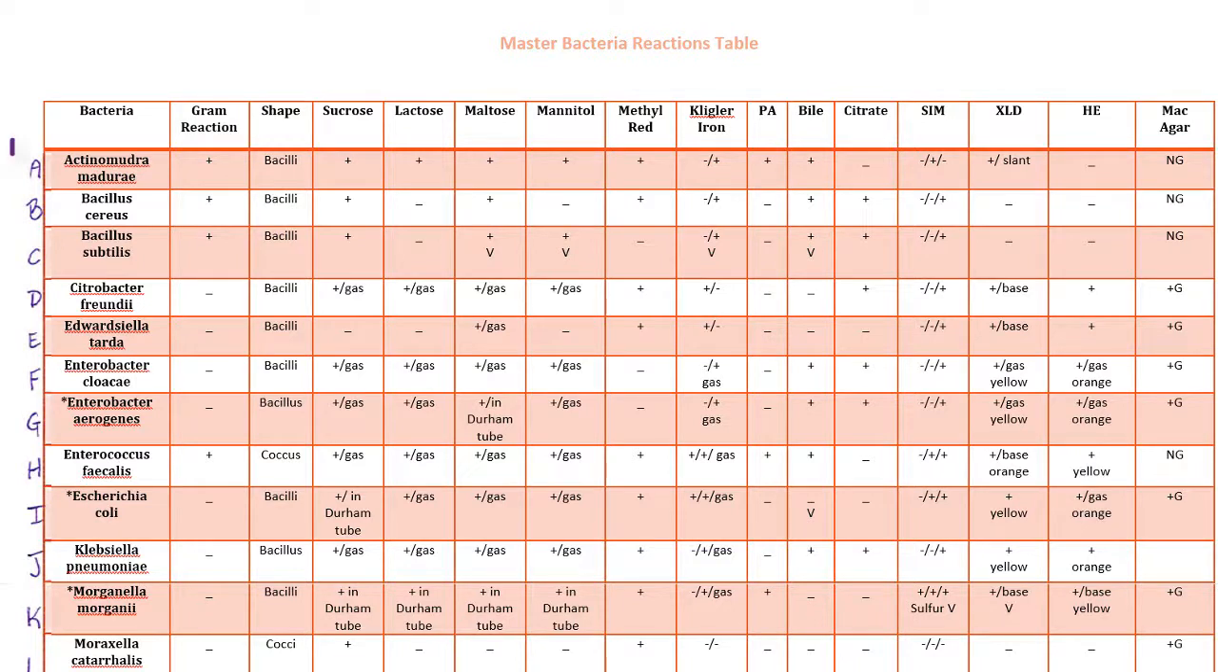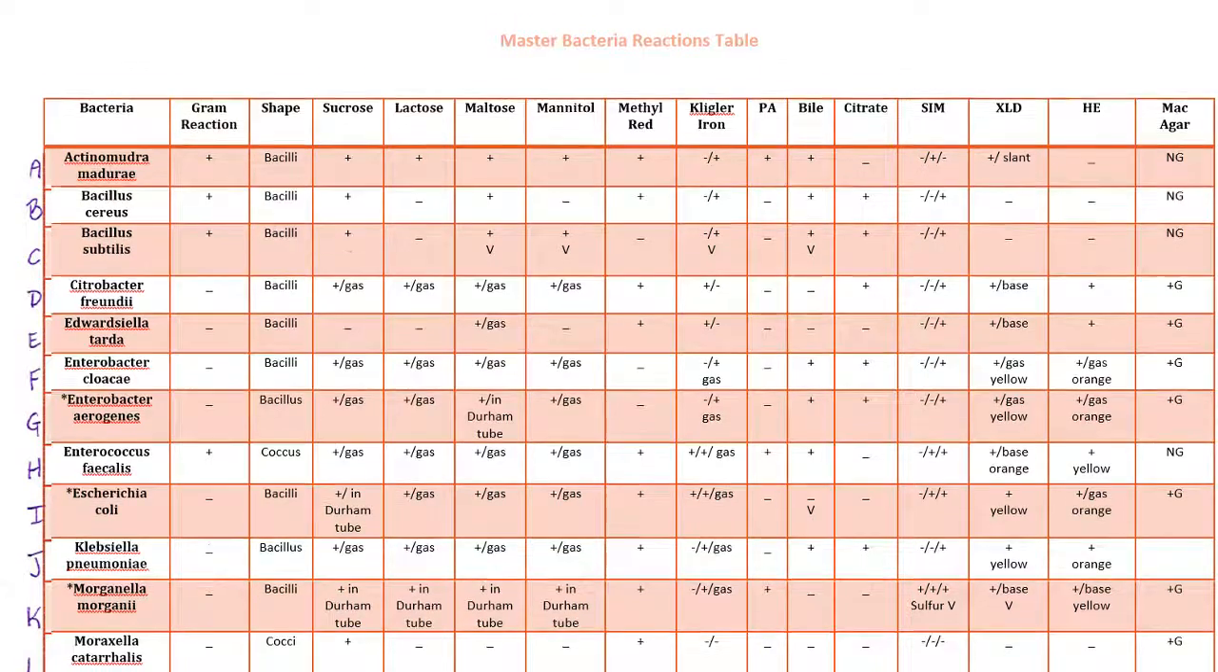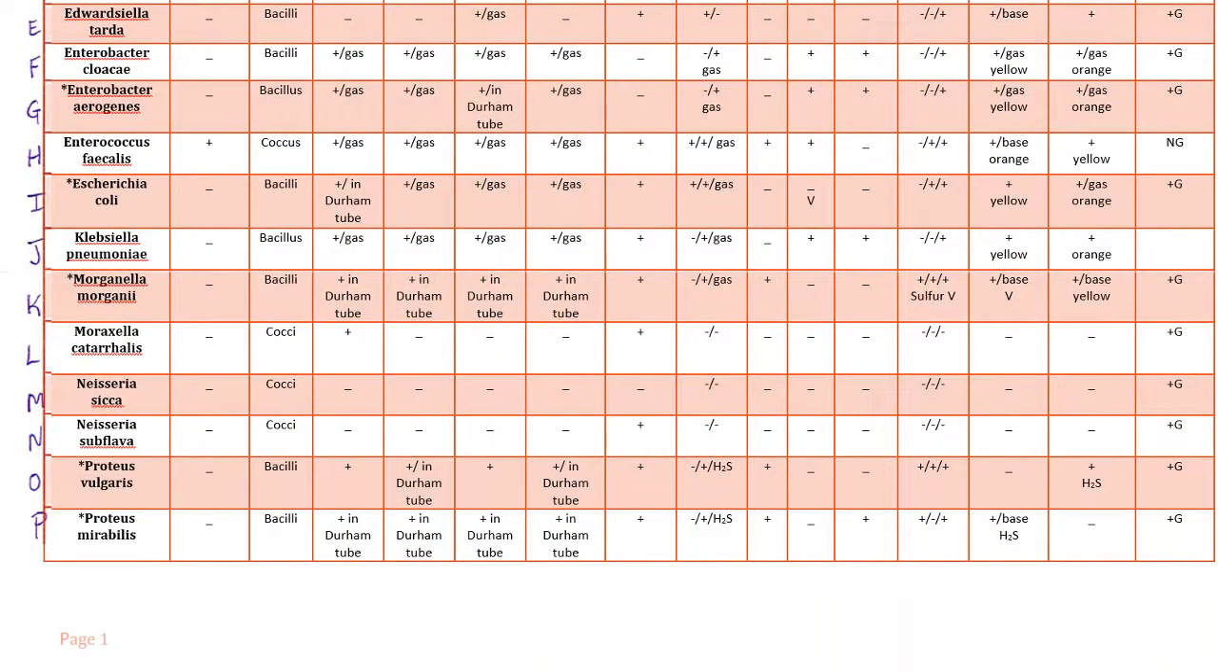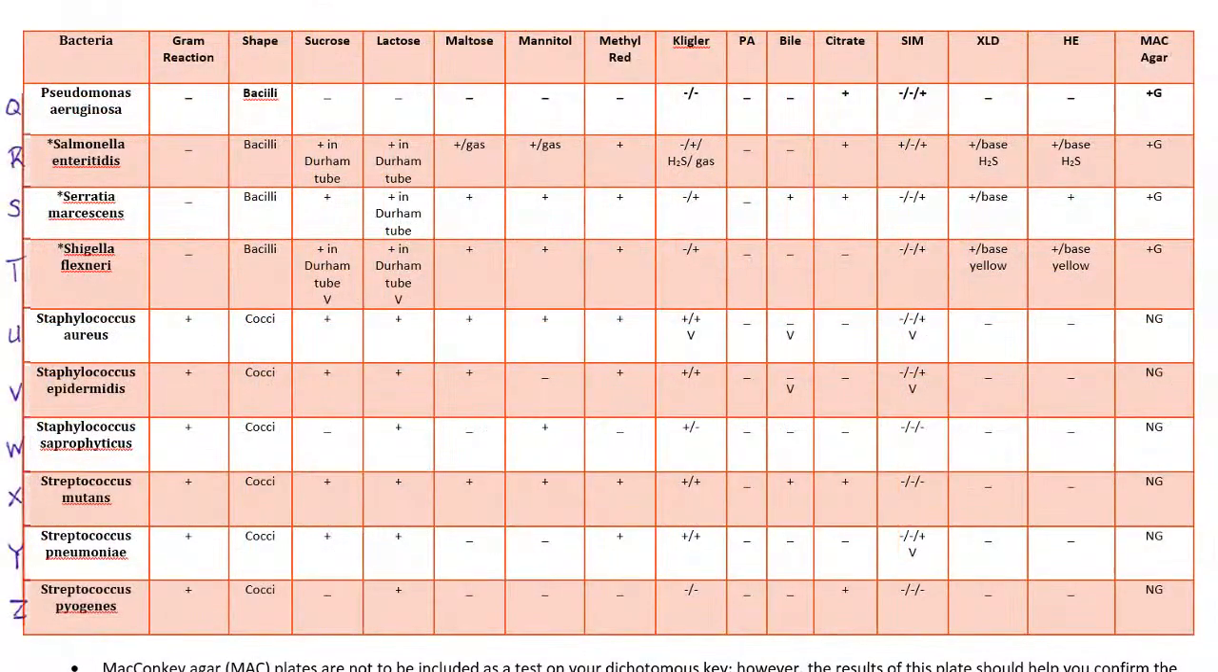So in the first one, you'll notice Actinomadura madurae has the letter A. I follow that down this first page until I reach P at Proteus mirabilis. The second page then would start with Pseudomonas aeruginosa on Q and end with Streptococcus pyogenes at Z. Now I don't really have to focus on writing all of those names out in length. I will simply use the letter as an identifier for each one.